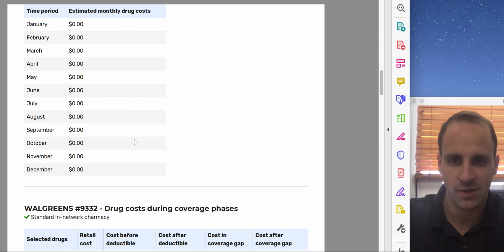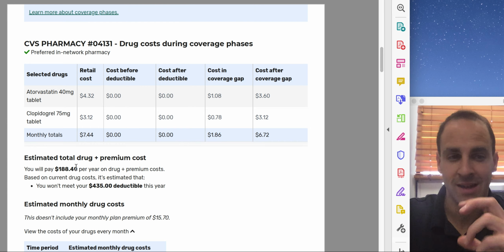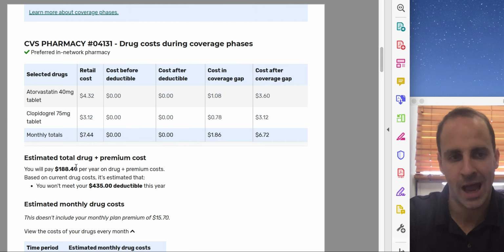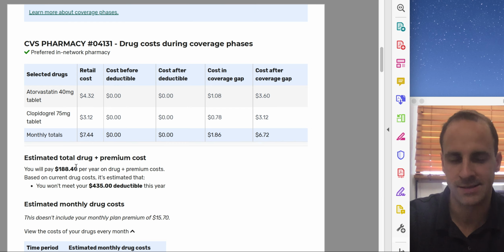Now, it also gives you the total number. You will pay $188.40 per year on drug and premium. That total number is very important. That's actually how we pick the drug plan. We look for the lowest total overall number based upon the 30 different drug plans that are available.